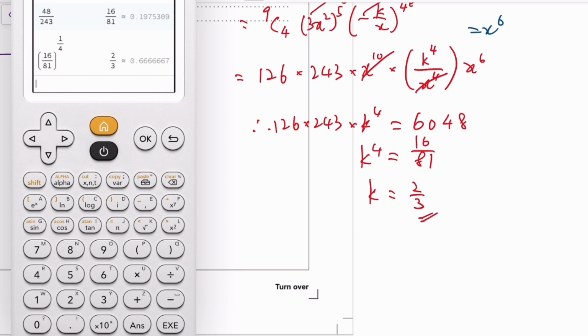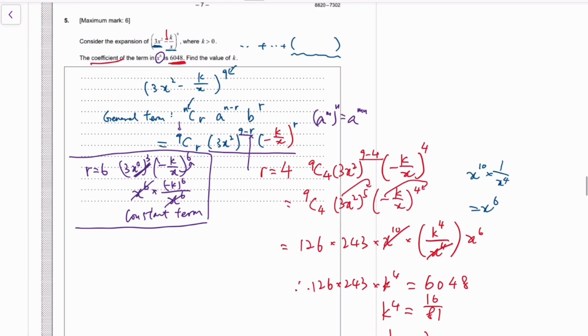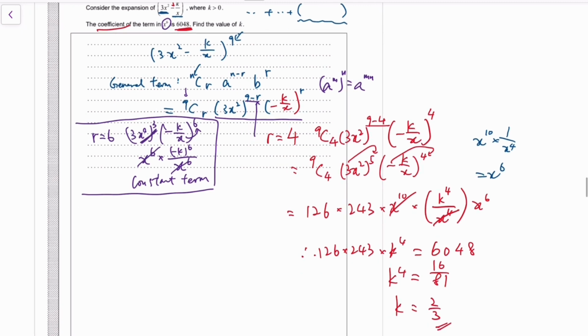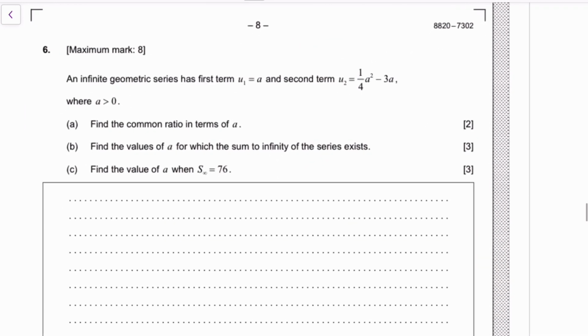Yeah, this question is not easy. It's already getting hard, only the 5th question. This paper is not easy at all, by the way.